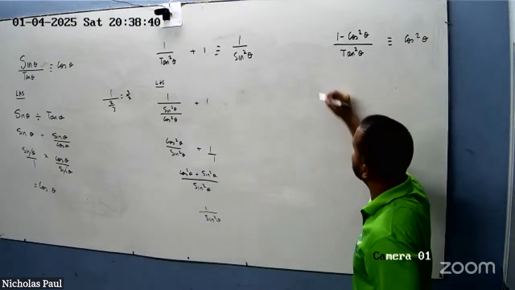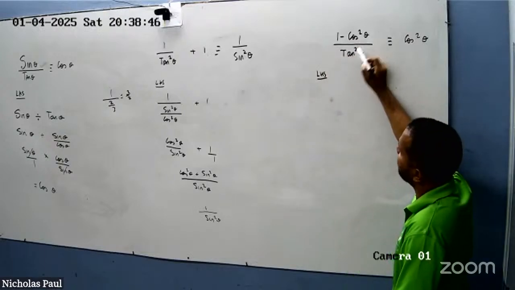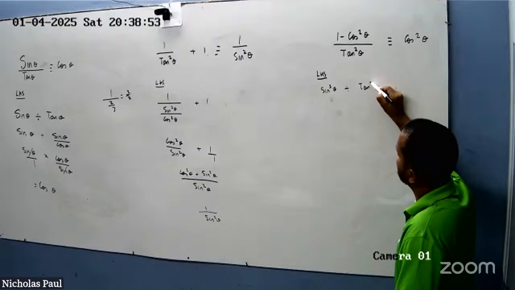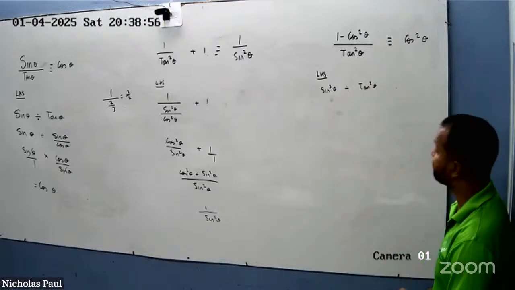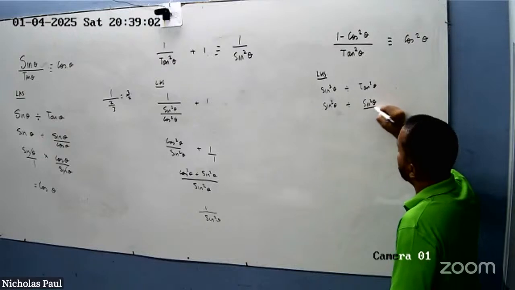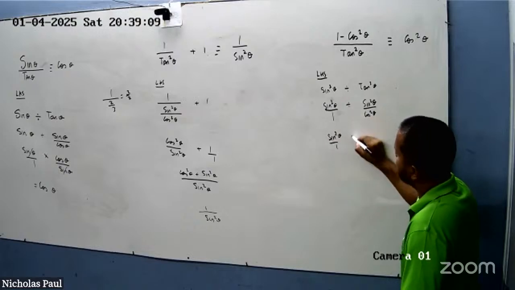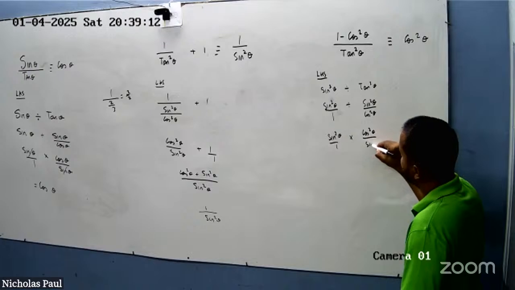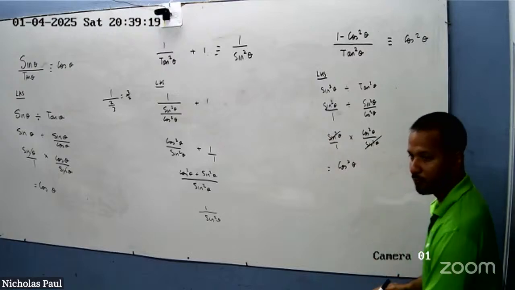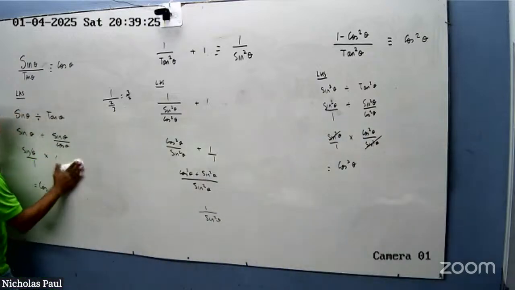So left-hand side, I'll break it up one time. I recognize that 1 minus cos squared is sine squared. So I write sine squared divided by tan squared. Now tan squared, as we saw earlier, is sine squared over cos squared. I take sine squared on 1, multiply it by cos squared over sine squared. Sine squared will cancel, and I'll be left with cos squared. Nice, that's a good sign. We get plenty of QEDs.